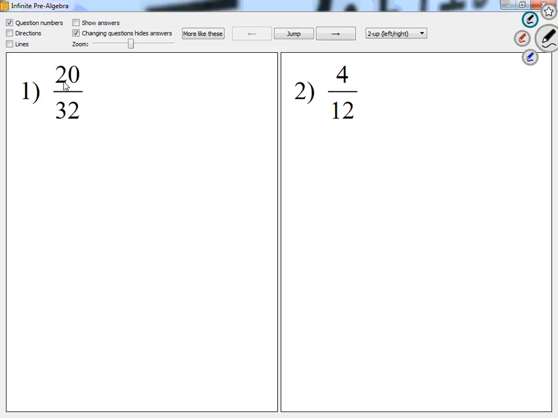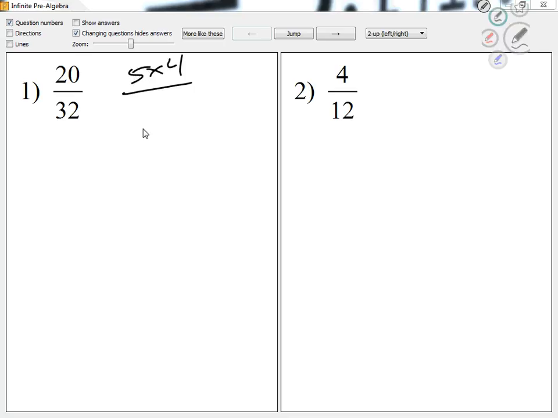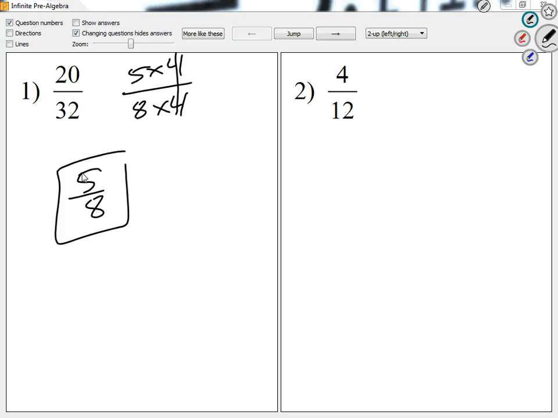So looking at question number 1, let me write 20 as a multiplication of two numbers. Let me write that as 5 times 4. That's 20. Let me write 32 as a multiplication of two numbers. Let me write that as 8 times 4. If I cancel out the 4's on each, I'm going to get 5 over 8. So it's the same fraction, just with smaller numbers. That's what simplifying fractions means. And if you can simplify that even more, then do so.